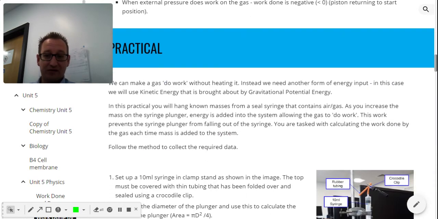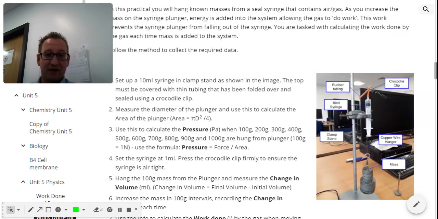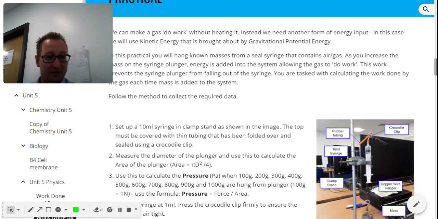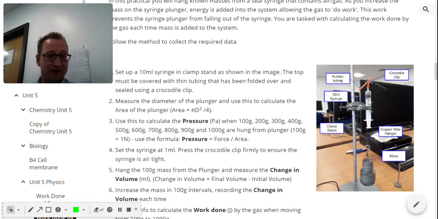We then did a practical, so if any of you missed the session, essentially what we did is we set up, just quickly move this down a little bit, a syringe which was sealed. There's a syringe there, and a crocodile clip sealed the syringe into a sealed vessel essentially. So inside it was a set amount of air. No air could leave or enter that vessel. And what we did is we attached masses to the syringe, and in doing so, that pulled down on the plunger. What that did is it increased the volume inside the syringe, and in turn, it changed the pressure.